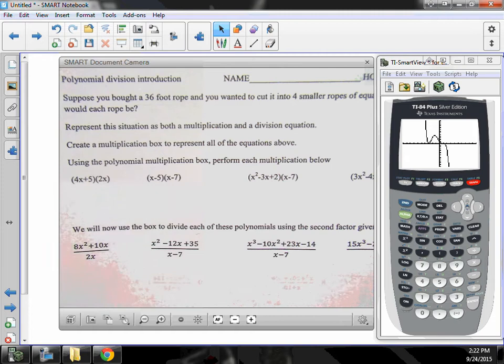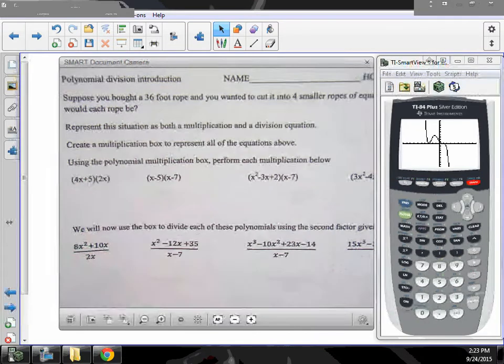So let's start at the beginning of this. Suppose you bought a 36-foot rope and you wanted to cut it into 4 smaller ropes of equal length. I think that's what it says. Yes. How long would each rope be?